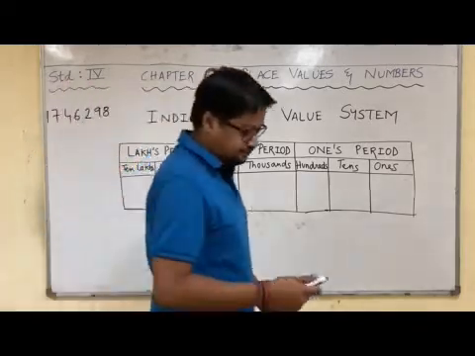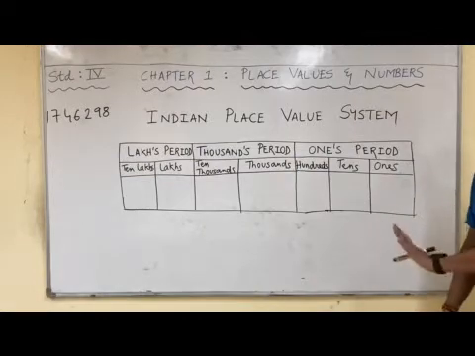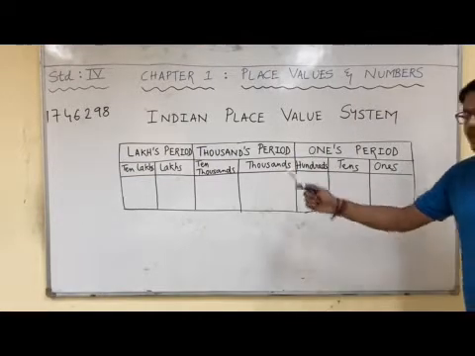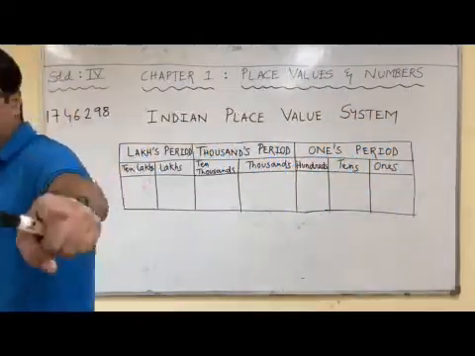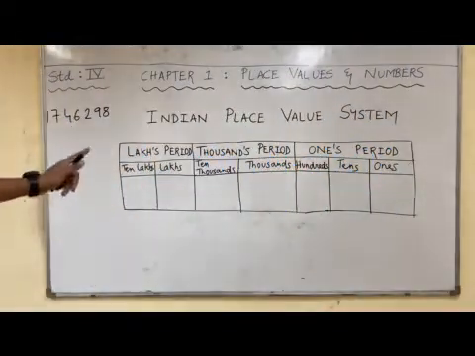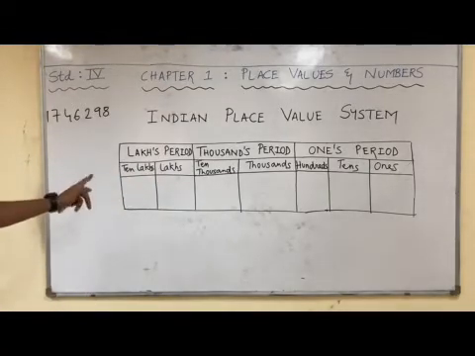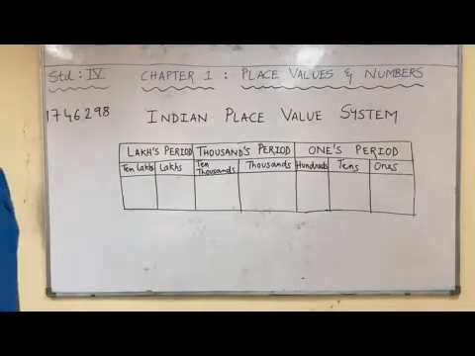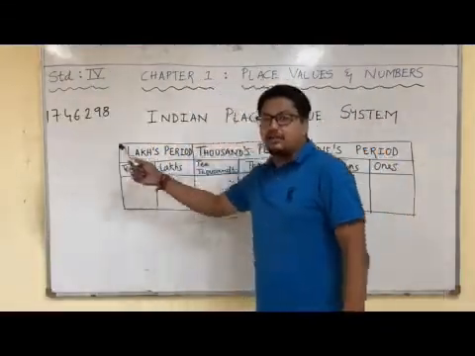So remember, first you will draw this Indian place value chart as it is. I repeat: ones period, thousands period, lakhs period. Inside the ones period, what places are there? Ones, tens, hundreds. Inside the thousands period? Thousands, 10,000s. And inside the lakhs period? Lakhs and 10 lakhs. So we will start writing this number in this.